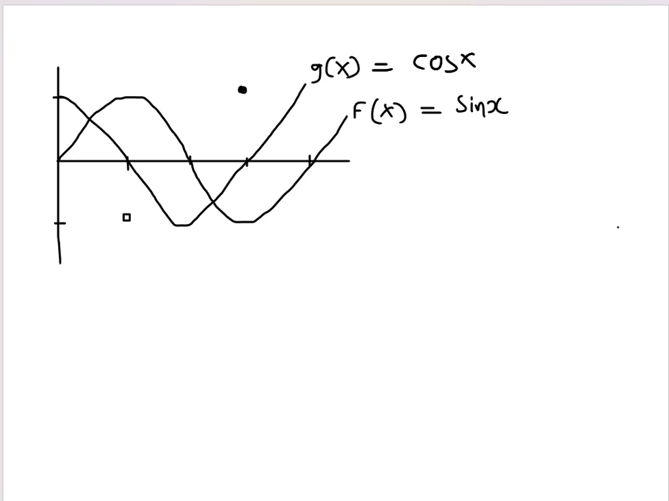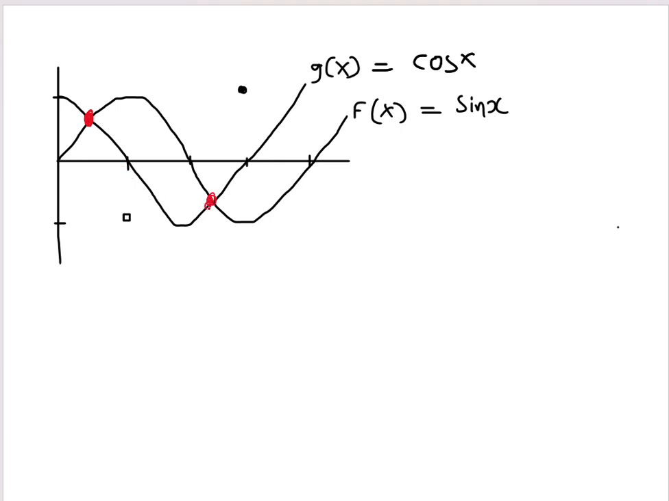In this lesson, we'll be solving the intersection of trigonometric functions. So we're given the graph of g of x is equal to cosine x, as well as f of x is equal to sine x. We want to know what is this point where the two graphs intersect. You can see they intersect here and here.